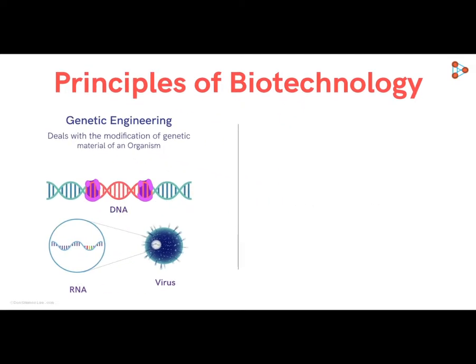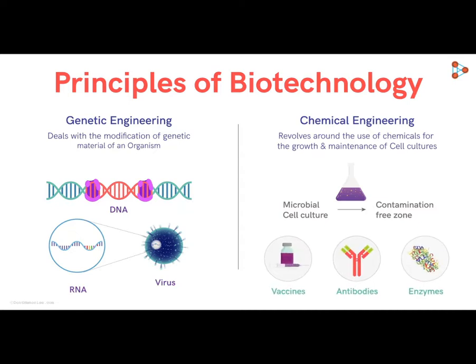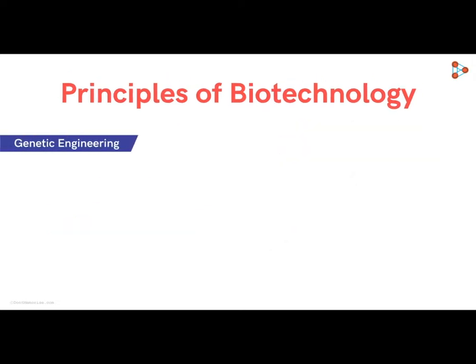Moving ahead with the next principle, which is chemical engineering. The name itself suggests that the principle revolves around the use of chemicals for the growth and maintenance of cell cultures. For this, the desired eukaryotic or microbial cell cultures are stored in a contamination-free zone. Further, these cell cultures are used for the production of vaccines, antibodies, enzymes, and various other useful products. We will learn about chemical engineering in the upcoming videos. For now, let's just discuss genetic engineering in detail.